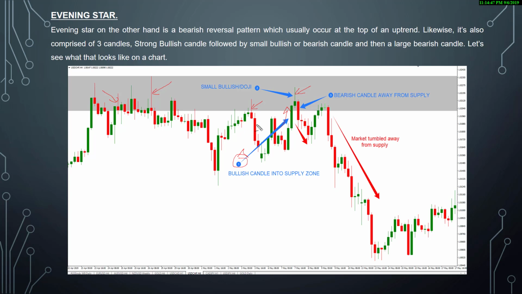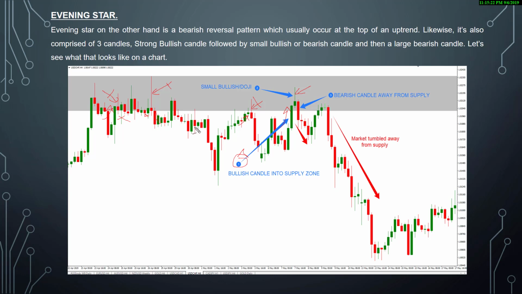But the reason why these 3 that I've highlighted, you can see there was no strong buying into the zone. It's either there was no strong buying or there was no strong selling. You see, there was no strong selling out of the supply zone. So remember, an evening star is the opposite of the morning star.